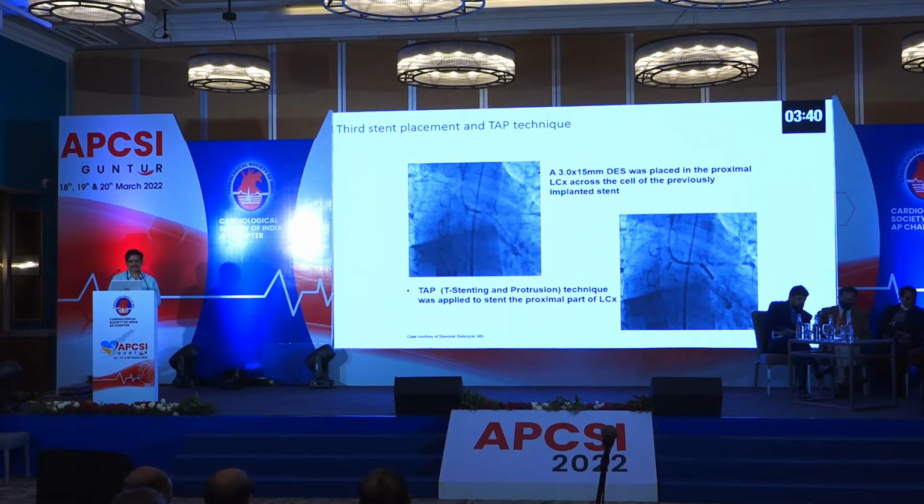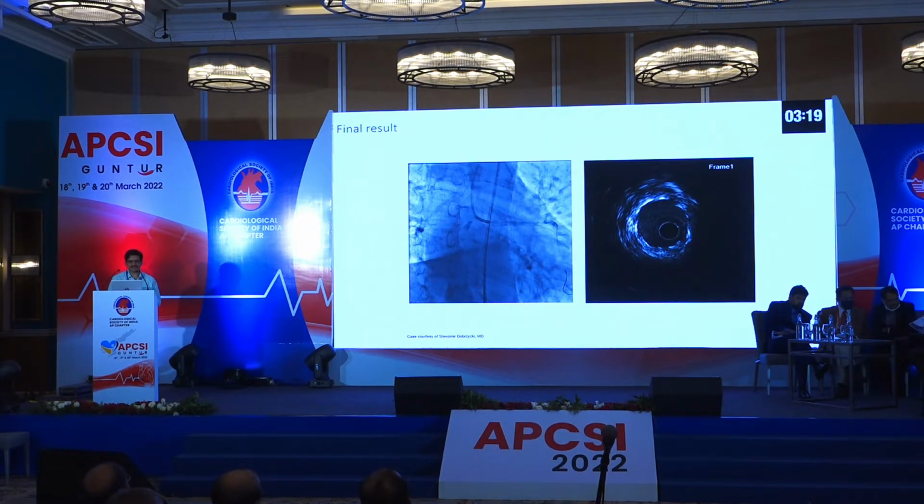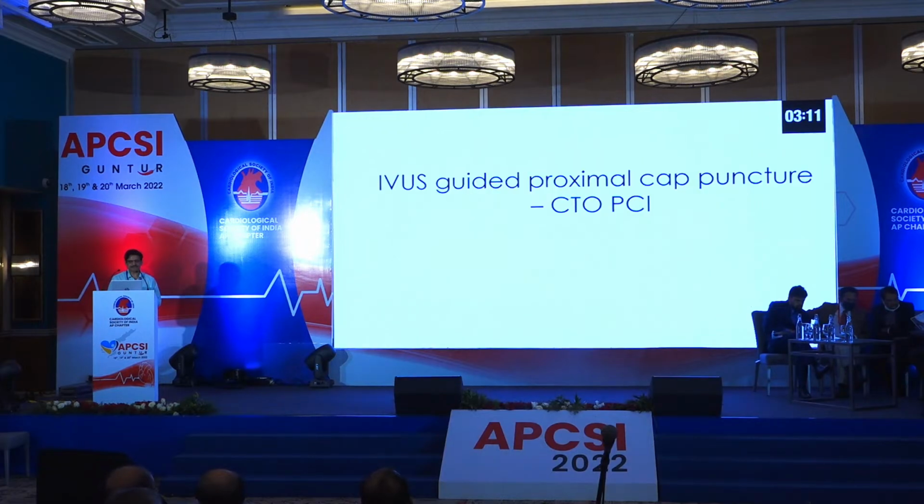And you put in the T-and-protrusion technique, you covered the circumflex ostium after adequate rotablation of the calcium in the circumflex to get a good result. So then it was followed by proximal optimization and kissing balloon to ultimately give the good result. These are the steps which you do whenever you want to do the provisional with T-and-protrusion. This is the final result. With IVUS, you get a good area of left main, almost 8 square millimeters.